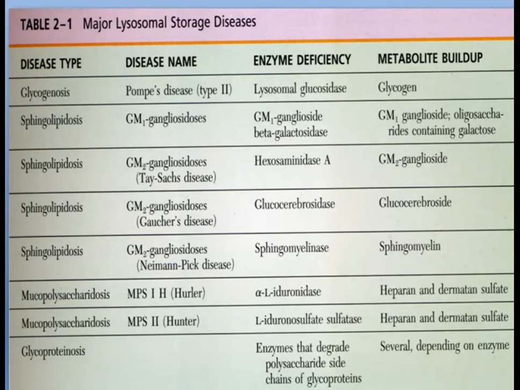Another disease is sphingolipidosis, related to deficiency of the gangliosides, and here also those components will accumulate. In sphingolipidosis, deficiency of the gangliosidosis, that is a disease name, and the missing enzyme is sphingomyelinase, which will lead to accumulation of sphingomyelin and so on. So these are the major lysosomal storage diseases.